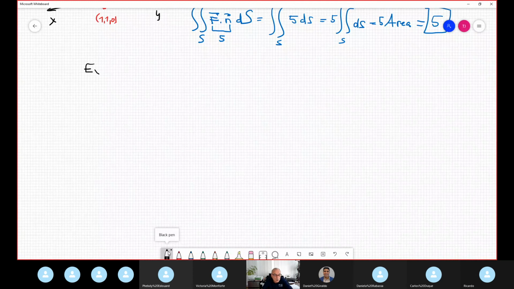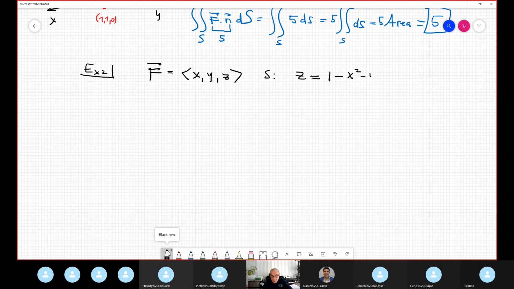Example two. This example is a little bit more complicated. You have a vector field and the surface z equals 1 minus x squared minus y squared. As always, I ask you, what kind of surface? I need to know the first name and last name of this surface, because to understand the problem I need to graph it in 3D.